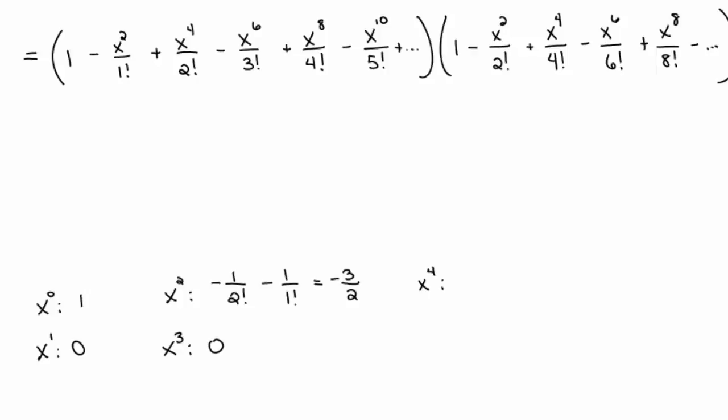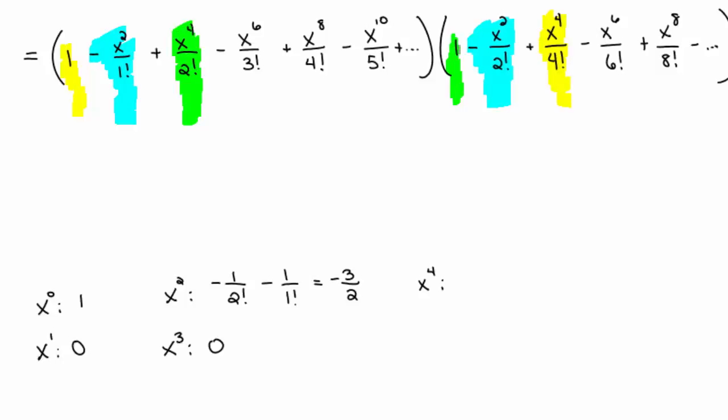Now, how are you going to get an x to the fourth? There's going to be a lot of highlighting here. This 1 can multiply this positive x to the fourth over 4 factorial. And this negative x squared over 1 can multiply this negative x squared over 2 factorial. And finally, this positive x to the fourth over 2 factorial can multiply this 1. That's how I can get x to the fourth.